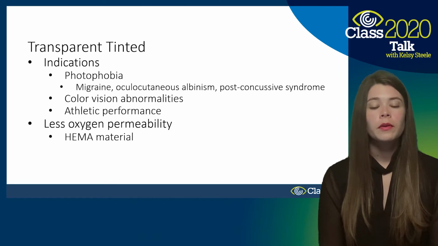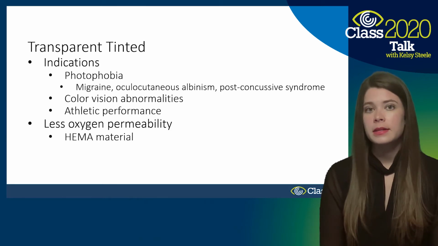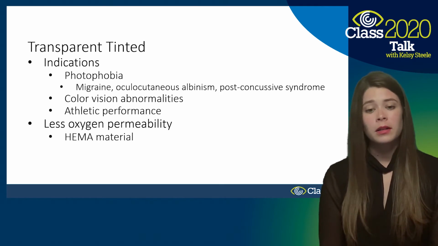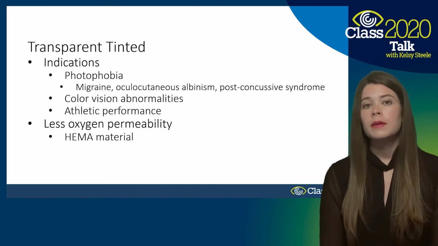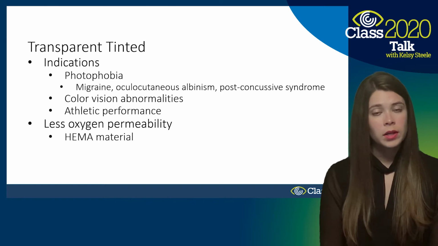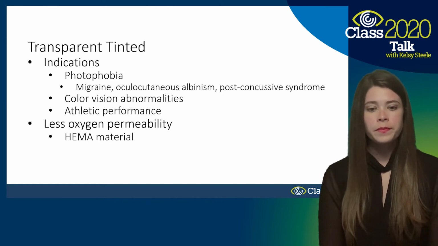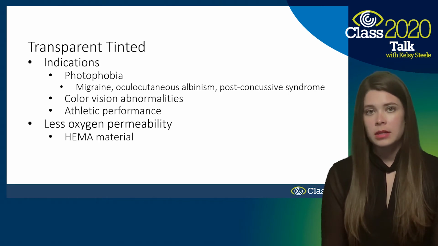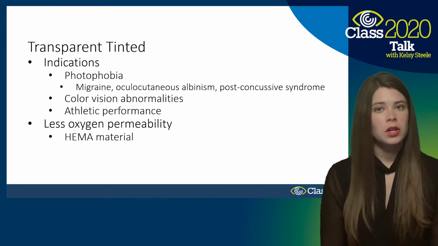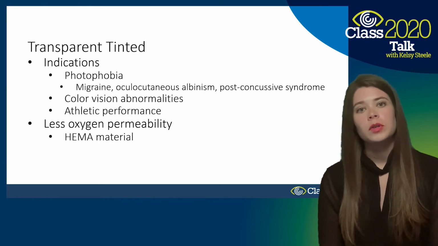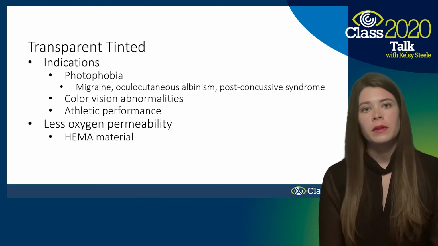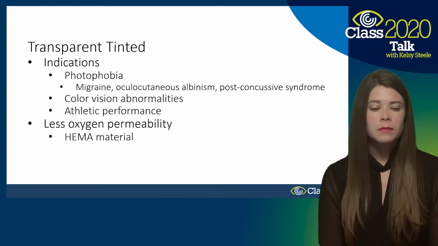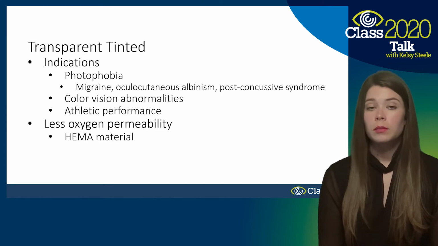Patients who are photophobic, we'll talk a little bit about a case where that's an example. Patients who maybe have migraines, oculocutaneous albinism, maybe a patient had a traumatic brain injury and they have post-concussive syndrome. Patients that have colored vision abnormalities may do well with a tinted lens. They're not really trying to change the appearance of their eye. They're trying to change how the world around them appears to them. And so that's an appropriate option for those patients. Also, you might see this for athletic performance.